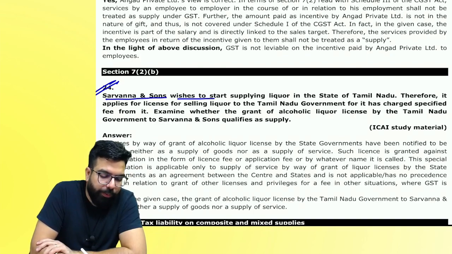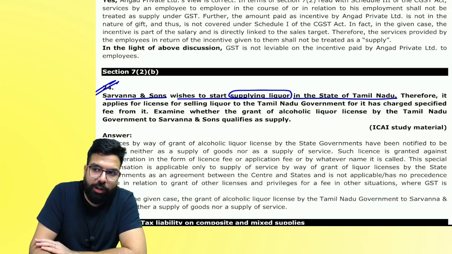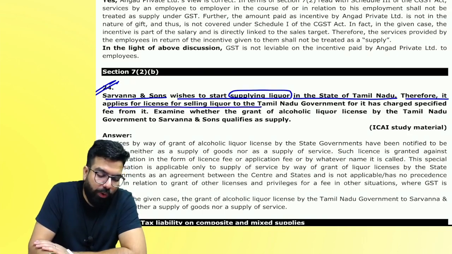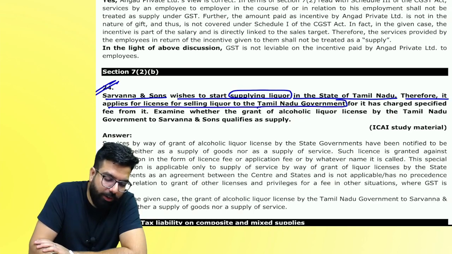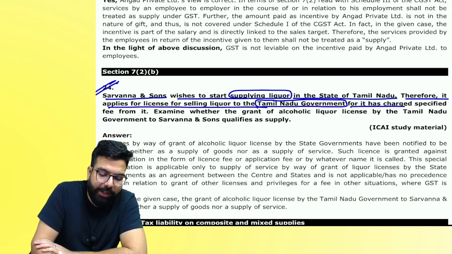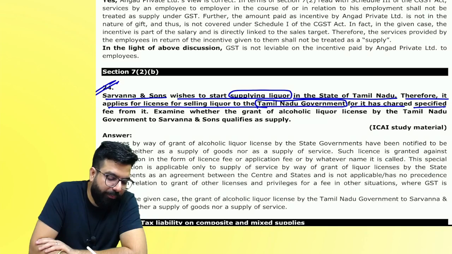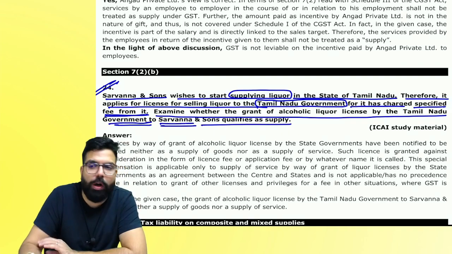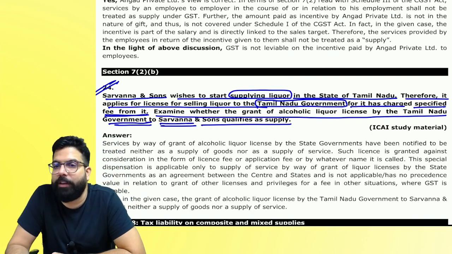Sarvana and Sons wishes to start supplying liquor in the state of Tamil Nadu. Therefore, it applies for a license for selling liquor to the Tamil Nadu government, which has charged specified fees from it. Examine whether the grant of an alcoholic liquor license by the Tamil Nadu government to Sarvana and Sons qualifies as supply, everyone. Yes or no?